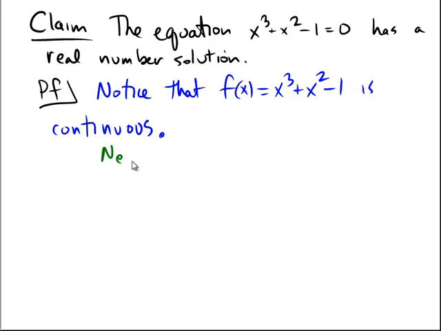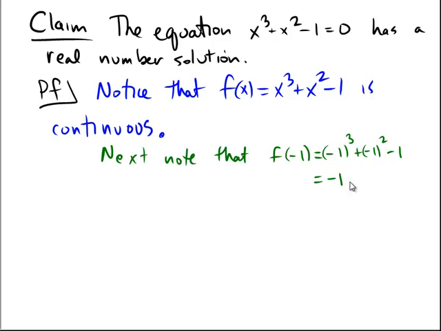Okay, next, note that, well, what is f of the value of negative 1? Well, f of negative 1 would be negative 1 cubed plus negative 1 squared minus 1. Negative 1 cubed is negative 1. Negative 1 squared is positive 1, minus 1. And negative 1 plus 1 is 0, minus 1 is negative 1. So we get that f of negative 1 is equal to negative 1.